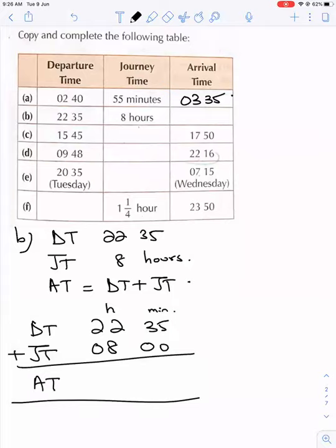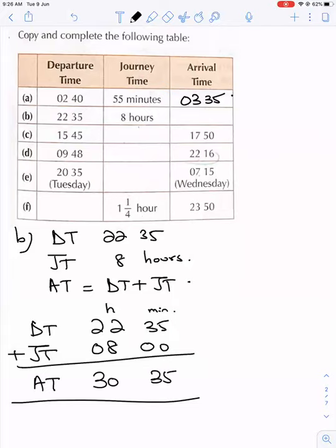35 plus 0 minutes is 35 minutes only. 22 plus 8 gives us 30. 30:35 is the arrival time, but do we have 30 in our 24-hour clock? We have it till 24, okay? And then the next day actually starts. That means the arrival is the next day.